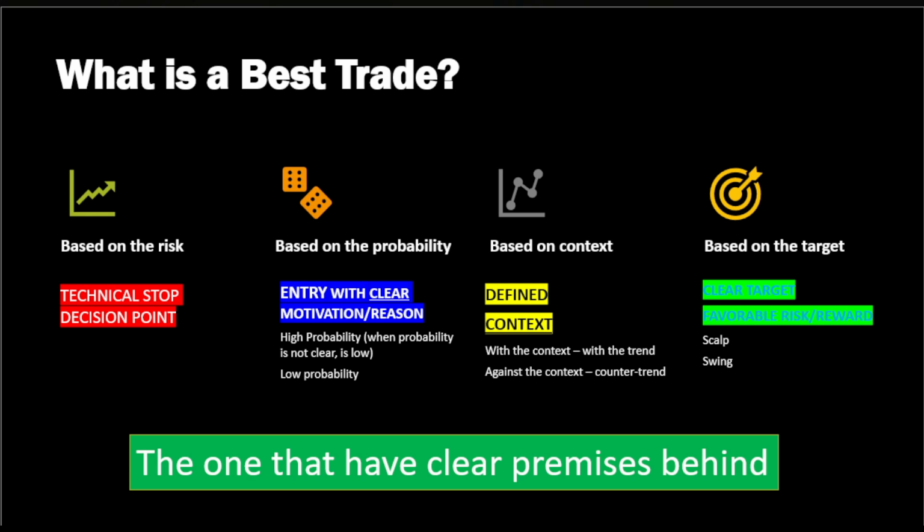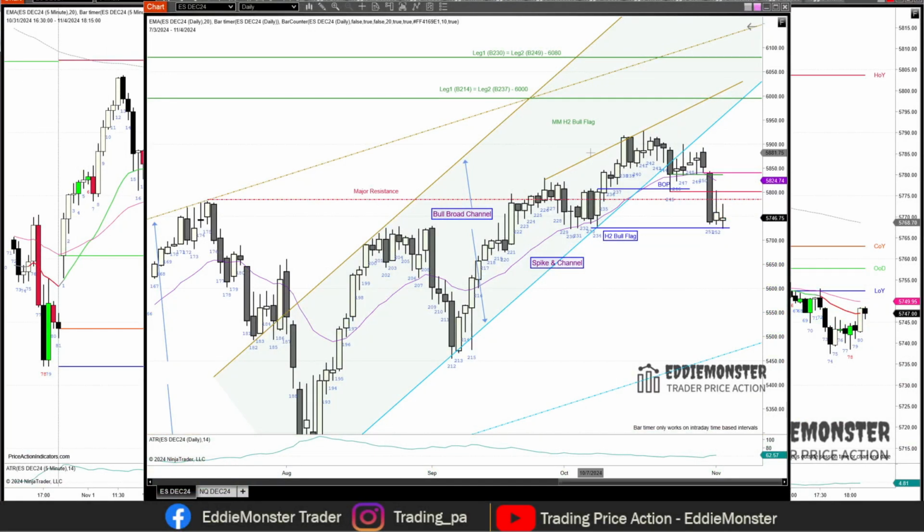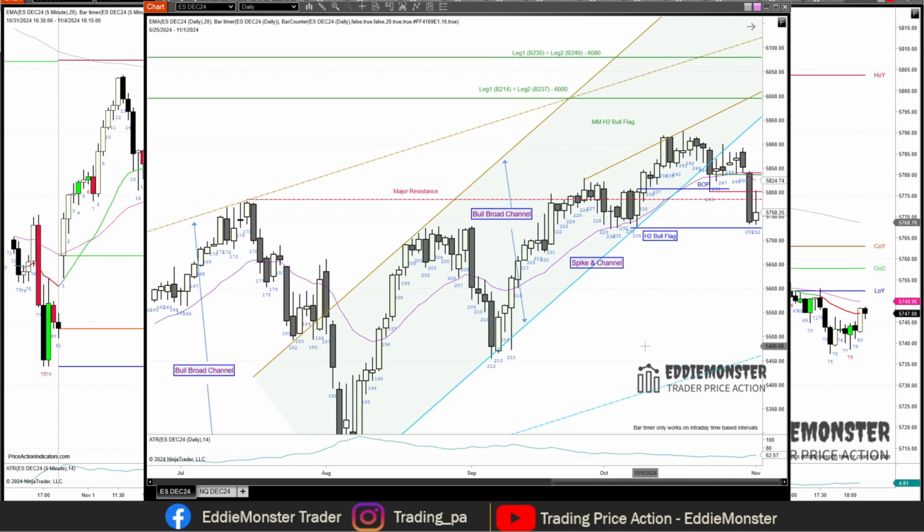So we'll talk, when we're talking about the trades here today, we'll try to identify the best ones. We're going to try to identify those elements. Of course, what's the best in terms of target? Try to identify it as a scalp target and a swing target, the best trades for each one of them. Okay. So the one that we have clear premises in all those four aspects is the one that we were looking for.